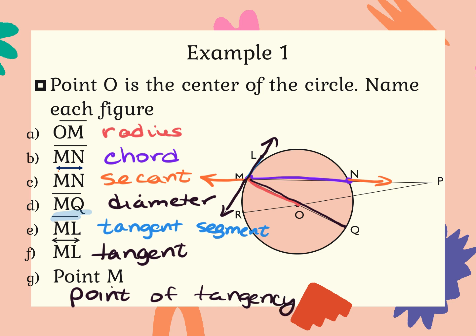Now we also will see secant segments coming up later on in the chapter. But again, anytime they just give you the word secant or tangent when it doesn't include the word segment, they're referring to a line.